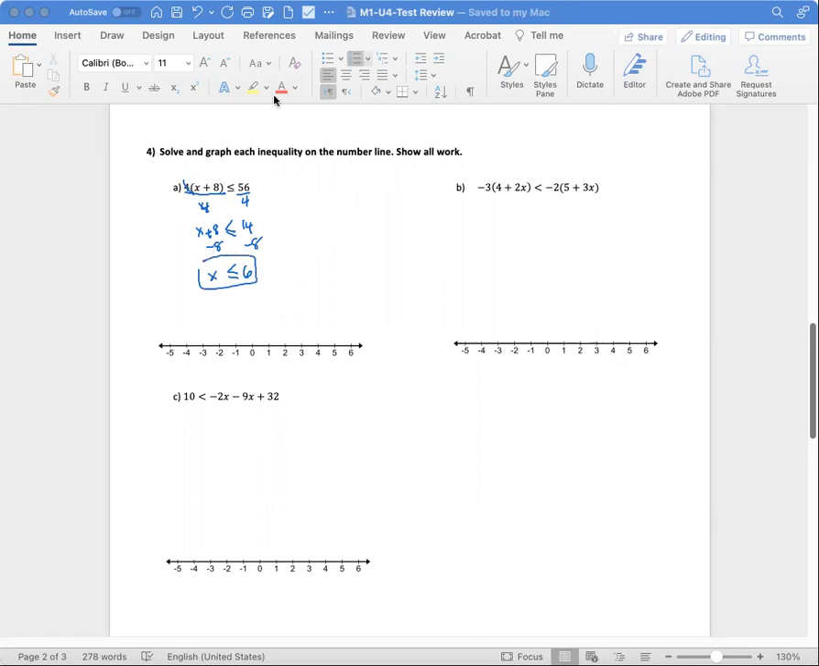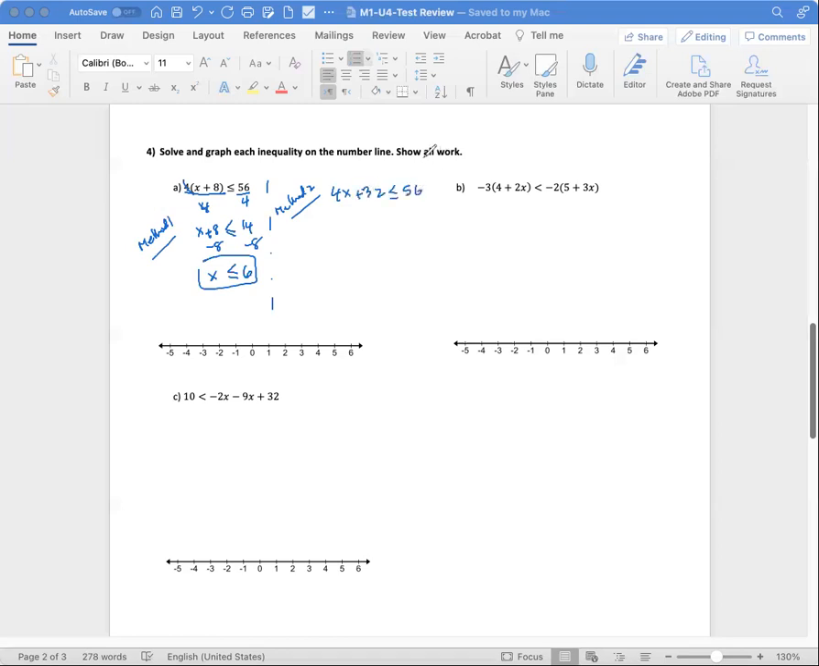Now, let's say you didn't see that. This is method 1, right? Let's say you didn't see that. I'm going to do method 2. Method 2, let's say you didn't see that, and you ended up multiplying the 4 in. So you end up writing 4x plus 32 is less than or equal to 56.